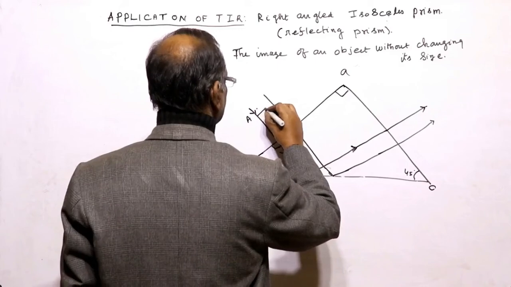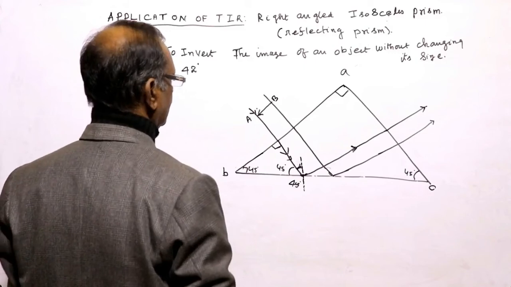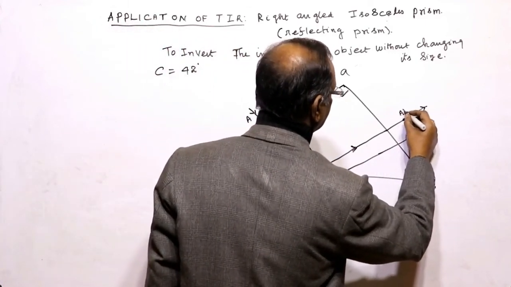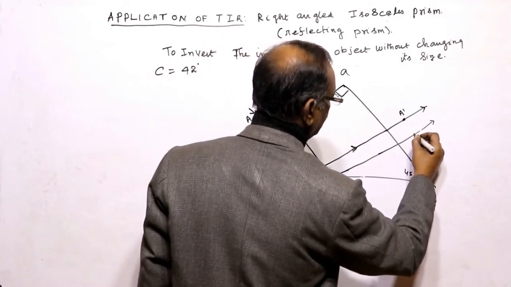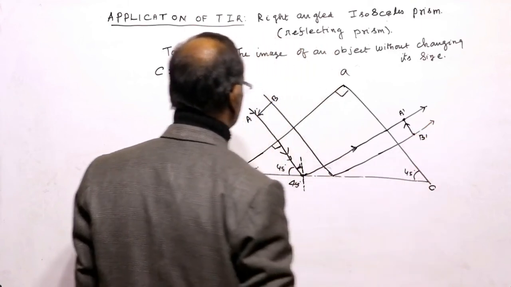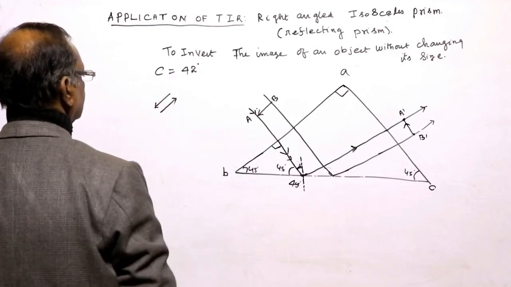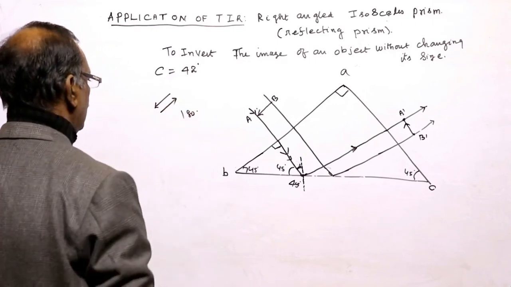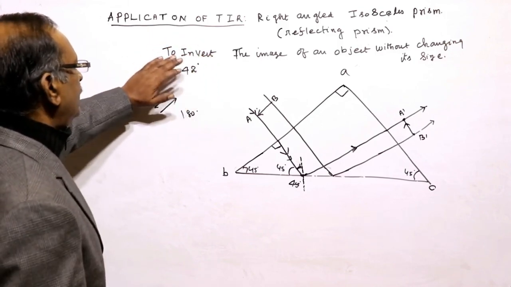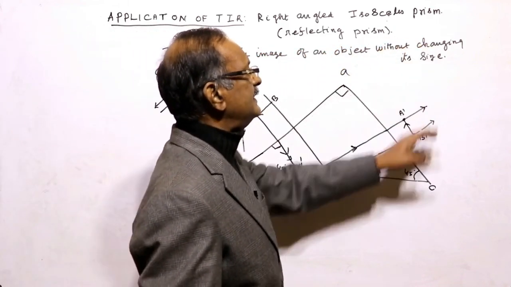If the object is kept like this, A, B, A will go this way and this will be A dash, and B will come this way and this will be B dash, that is the image. It means the object is kept this way and it is inverted like this by 180 degree. This way, by using a right angle isosceles prism, that is a reflecting prism, we can invert the image of an object without changing its size.